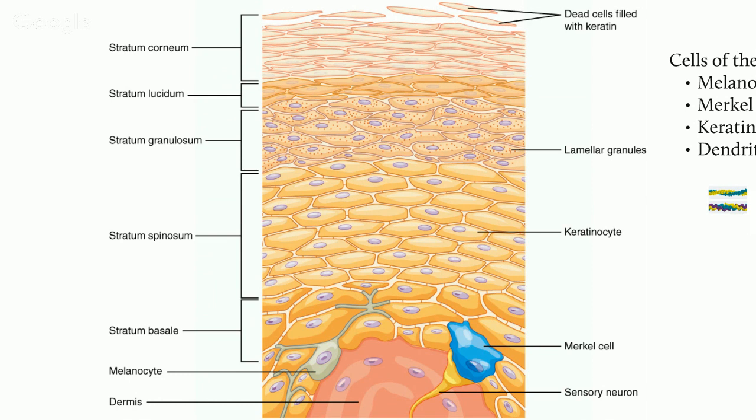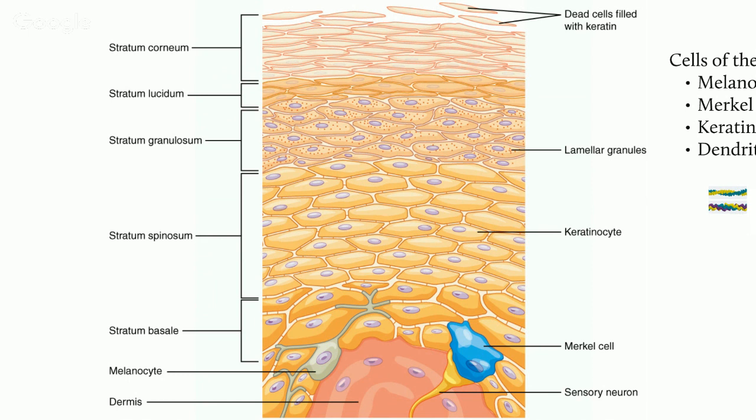The cells there divide, so that's where all of the new cells are generated, and they end up getting pushed into higher and higher layers as new ones are born underneath them. There are also a couple of specialized cells in that stratum basale. There are melanocytes, which are responsible for making that pigment melanin that I mentioned earlier, and there are Merkel cells.